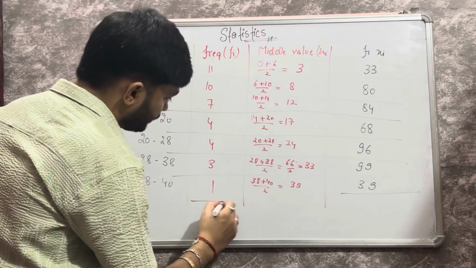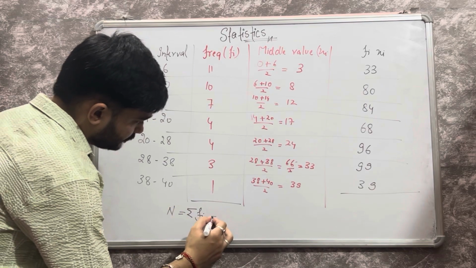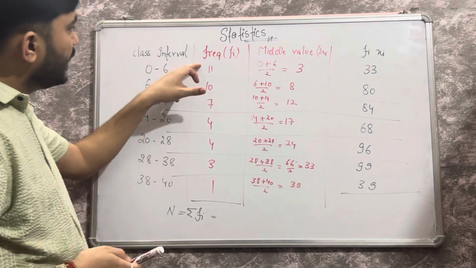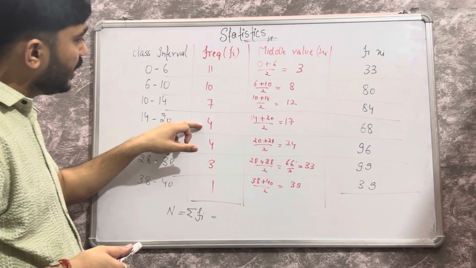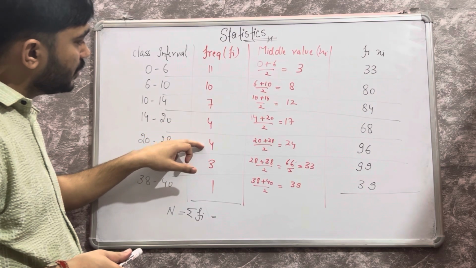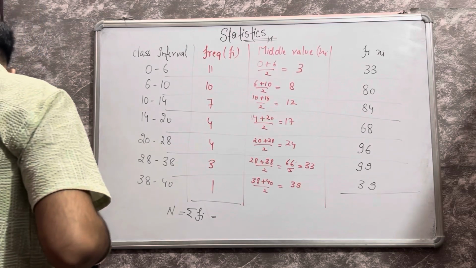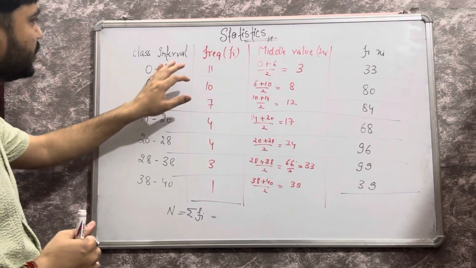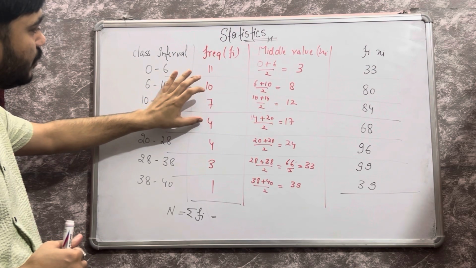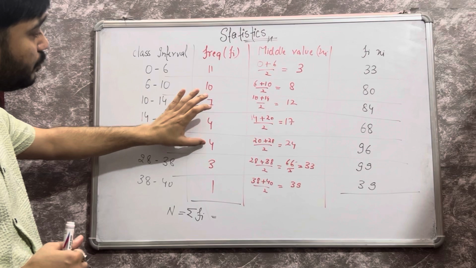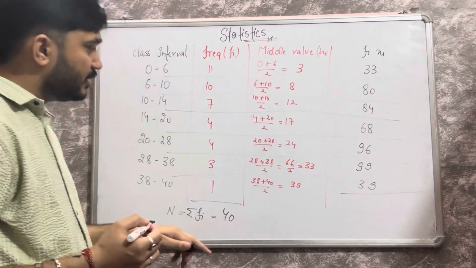Now let us find what is summation of Fi, that means n here. The n here is 11 plus 10, 21, 21 plus 7, 28, 28 plus 4, 32, 32 plus 4 is 38, sorry, I think I have made some mistake. 11 plus 10 is 21, 21 plus 7 is 28, 28 plus 4 is 32, 32 plus 4 is 36, and 36 plus 4 is 40. So our n is 40.